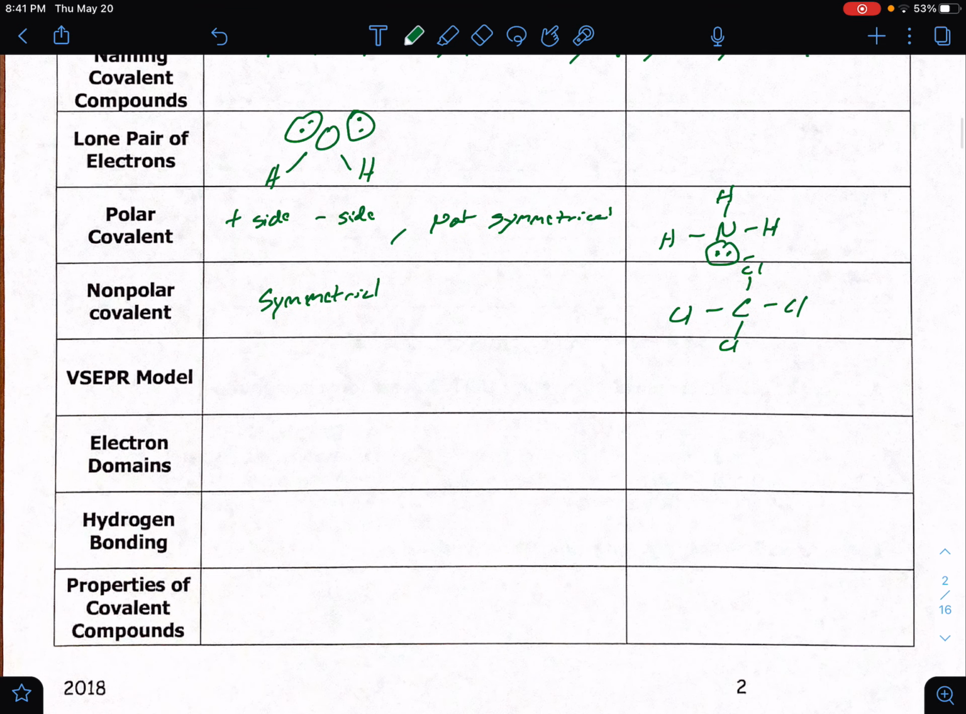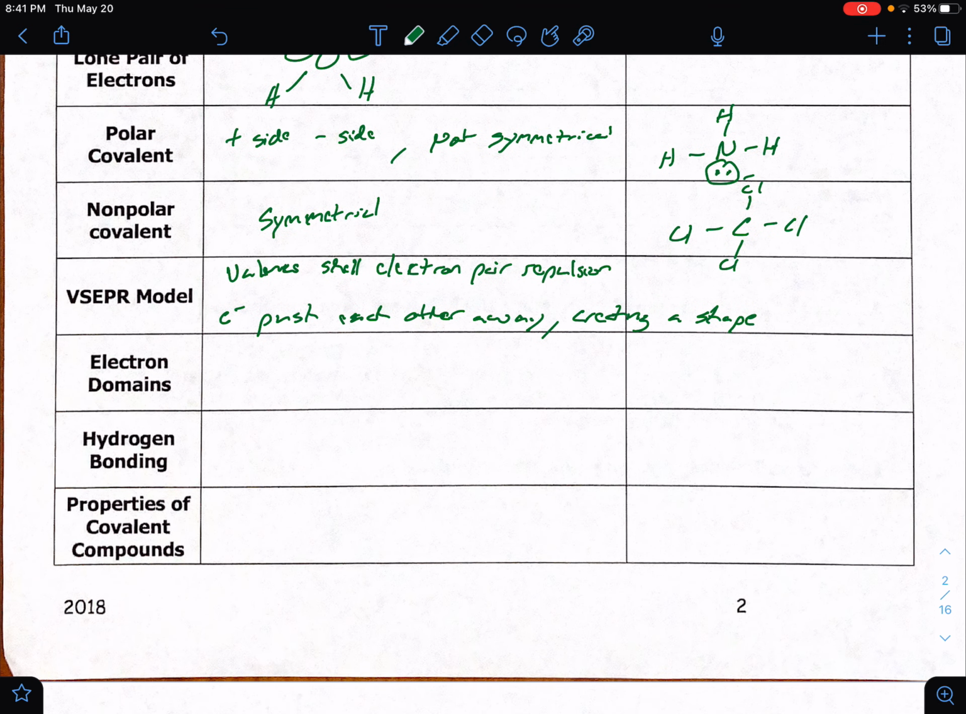Okay, VSEPR model stands for valence shell electron pair repulsion. Basically what this means is that electrons will push each other away, basically creating a shape. These electron pairs do not want to be near each other, and so when they push each other away, it creates a geometrical shape.